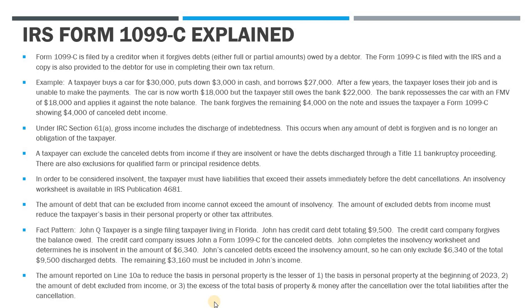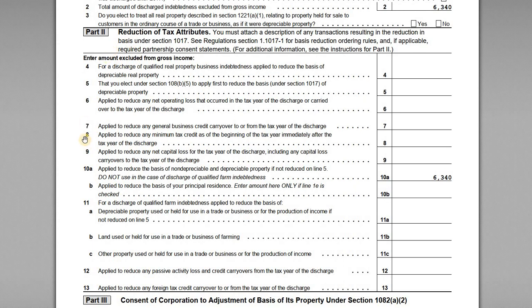So again, it goes back to an insolvency computation, right? What's the total basis of your property plus cash, plus the IRAs, all of that, over your total debts, and that's the third number. So based on John's profile, the number that's the lower of the three is bullet point 2 here, right? The amount of debt that's excluded from income. So when John does his Part 2, line 10A, he's going to use the amount of discharged debt excluded from income as the figure to reduce the basis in his property.